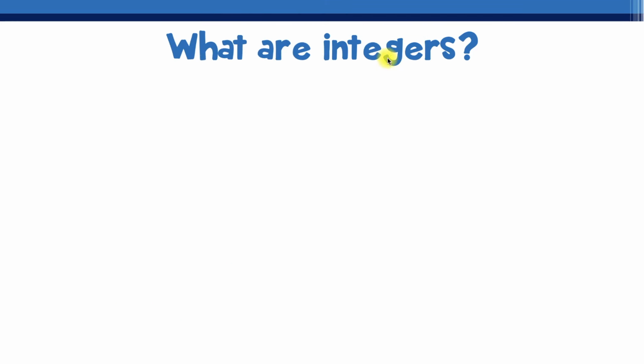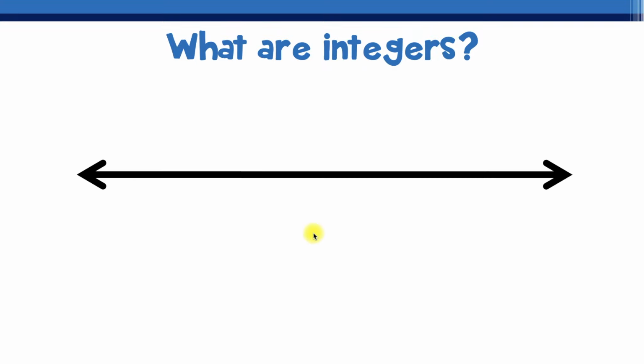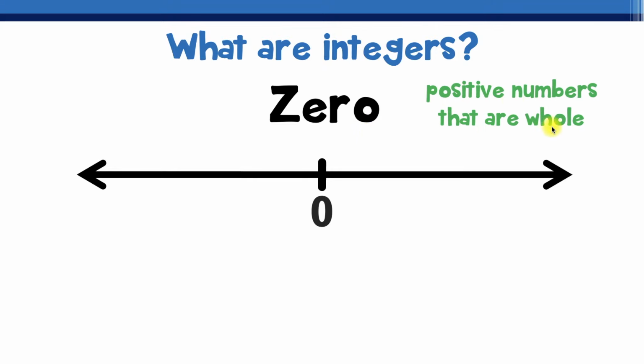So what are integers? Well, all integers can be found on the number line. And let's start by talking about the most important integer there is, which is the number 0. And let's put it right here on the number line. 0 is the most important integer there is because it has a very important job. It separates the numbers on the right side of the number line from the numbers on the left side of the number line. Now, the numbers to the right of 0 that are integers are positive numbers that are whole.